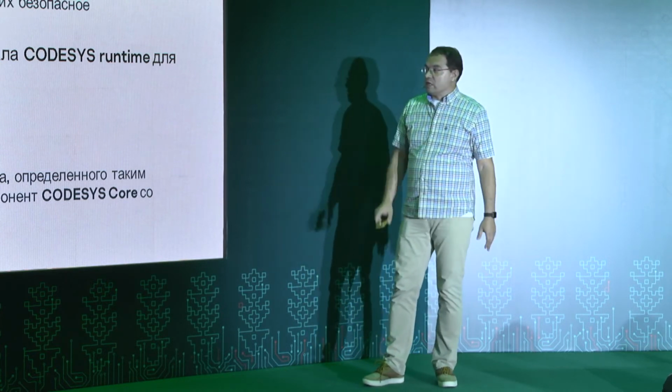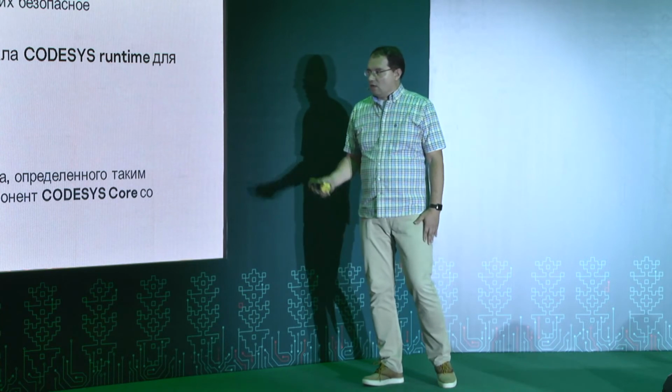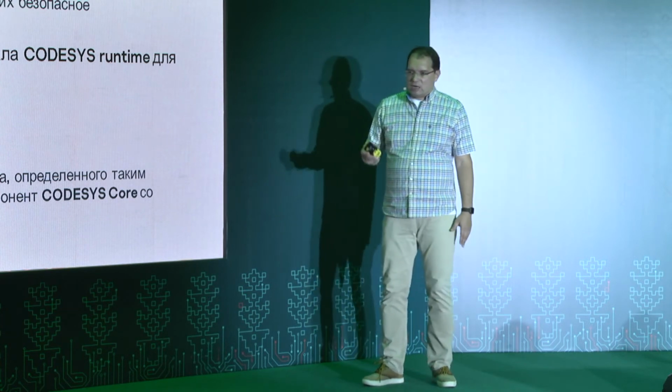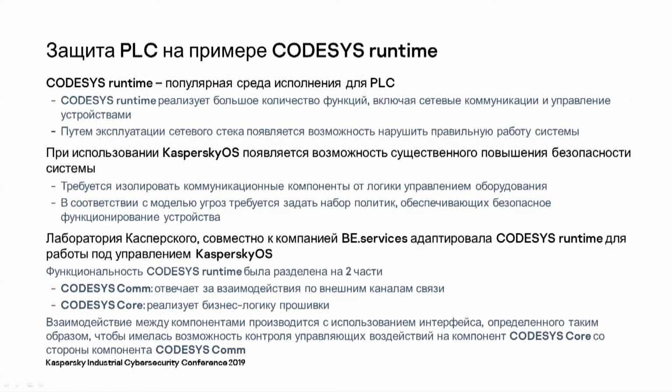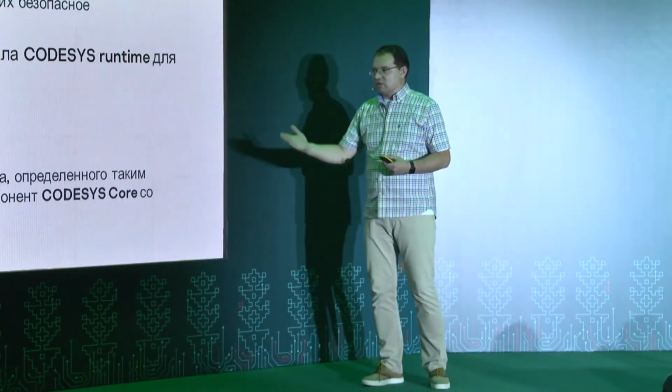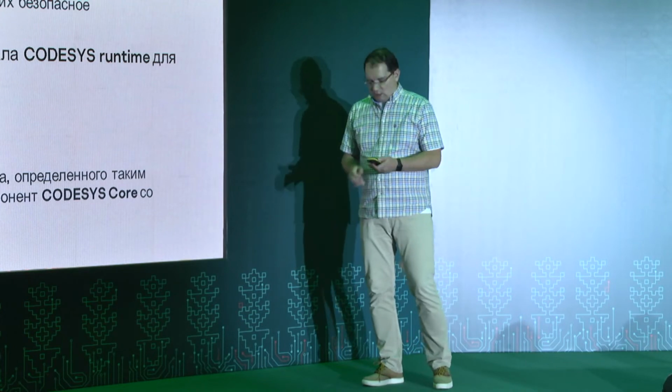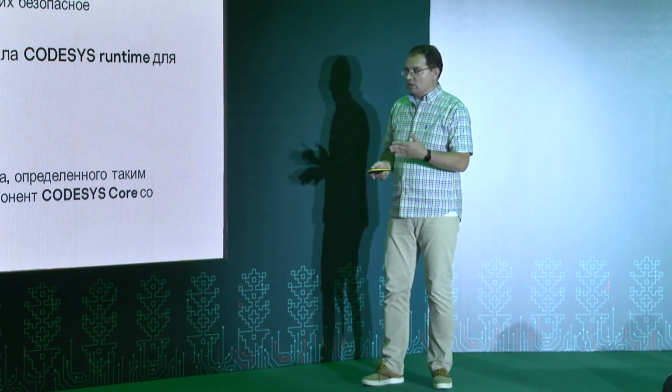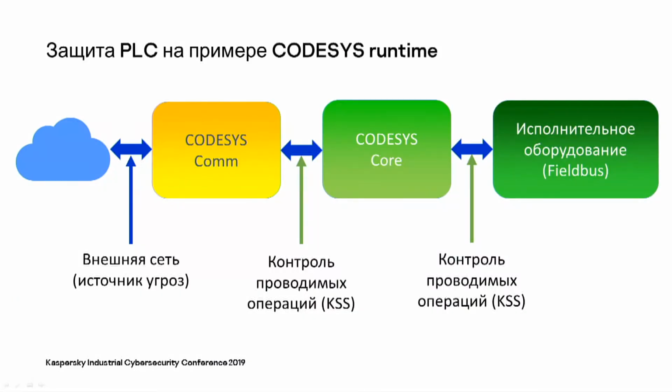Jointly with the company 3S, we have adapted the runtime to make sure that it works seamlessly with the Kaspersky operating system. We slightly modified it to improve its architecture. We've broken it down into several components: the communication part, which is looking outwards, is the main wall against the threats. Even if this part is compromised, it's not directly connected with the executive part, which implements business logic, and the system will still be in working condition.